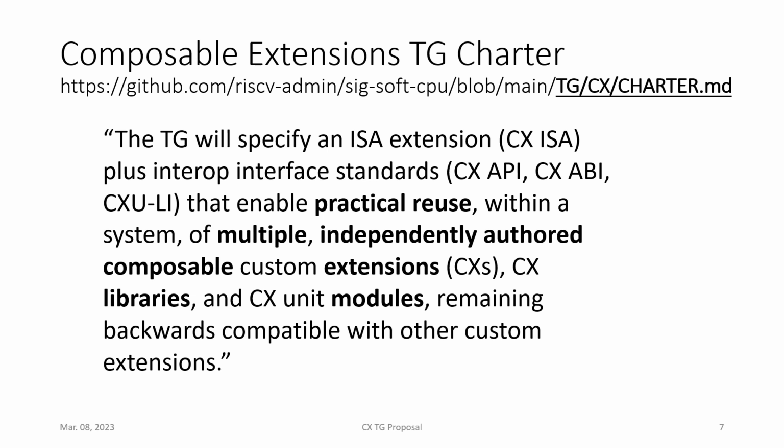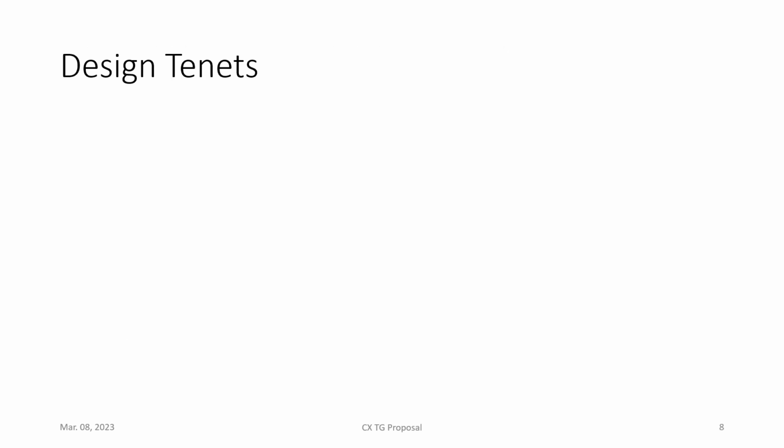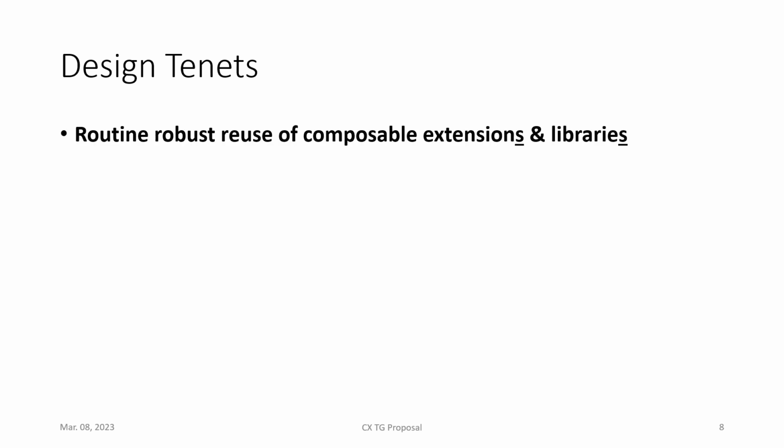After this presentation, we invite you to review and comment upon the task group charter on the URL above, which covers the task group's objectives, deliverables, design tenets, acceptance criteria, exclusions, collaborations, and history. Here are the design tenets found in our charter that shape and govern our design. First, composition is the overarching concern.